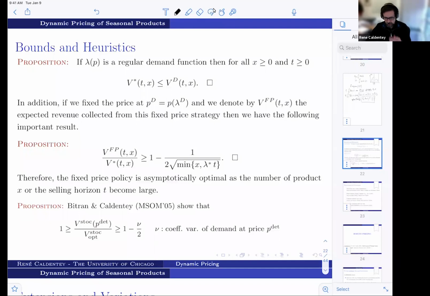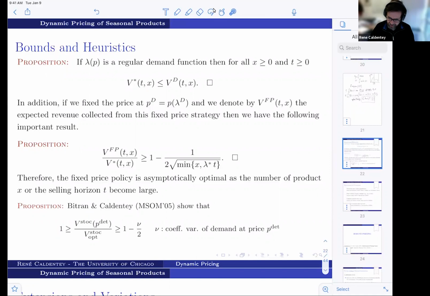Now, the first result that Garrett and Guillermo proved in that paper was that this deterministic solution that I just showed you is an upper bound for the optimal solution, right? And we discussed this last week. So this is a reiteration of a result that we learned last week, which is that these fluid solutions typically give you upper bounds on the value of your dynamic programming. All right, so that's good.